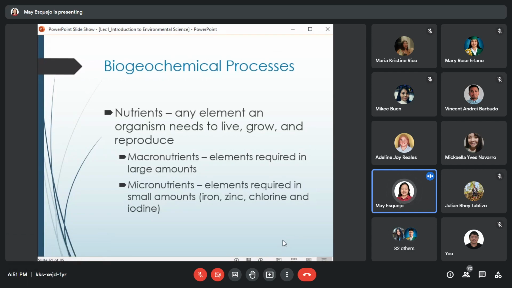Okay, so for nutrients that are mentioned in the cycling, of course we need different elements, different quantities. We have elements that are needed in large amounts, which are macronutrients, and then we also have those needed in small amounts, just enough quantity. Examples of that are iron, zinc, chlorine, and iodine.